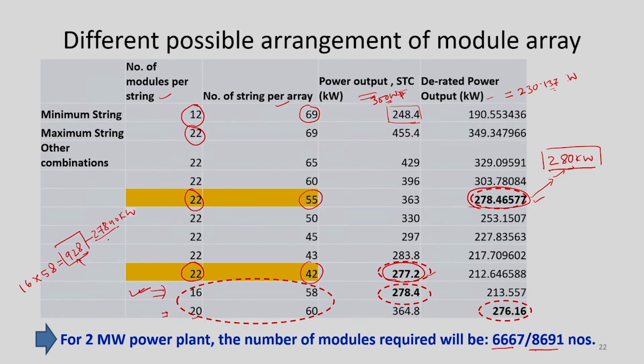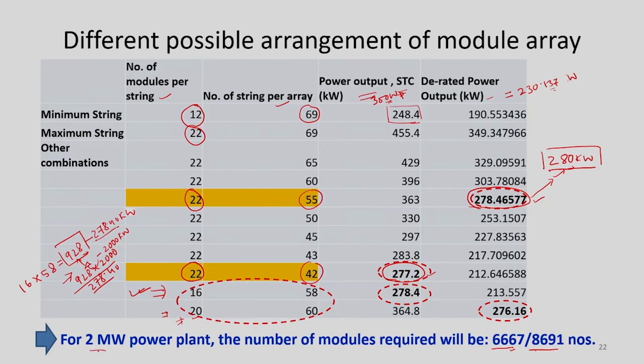So, for 2000 kilowatt, the number of modules required can be easily calculated. This will be something like 928 multiplied by 2000 divided by 278.4, which is found to be about 6667. In the second case, similarly, we can find the number of modules required is 8691.